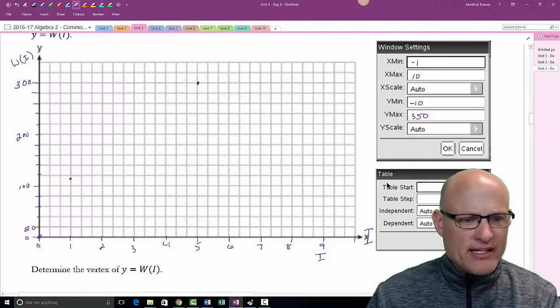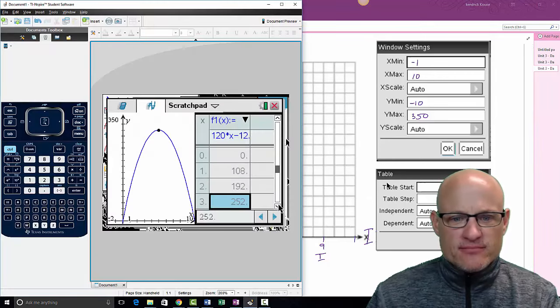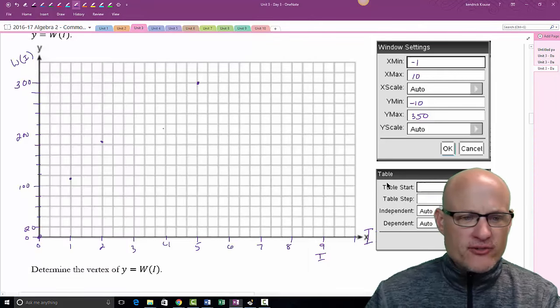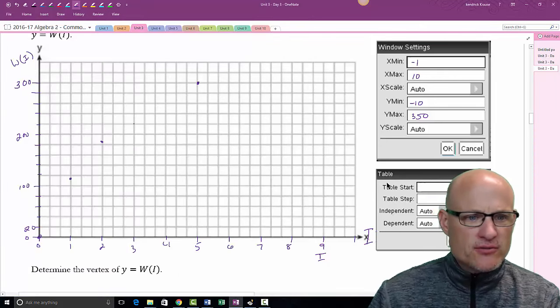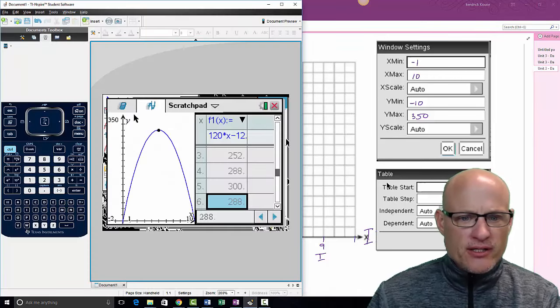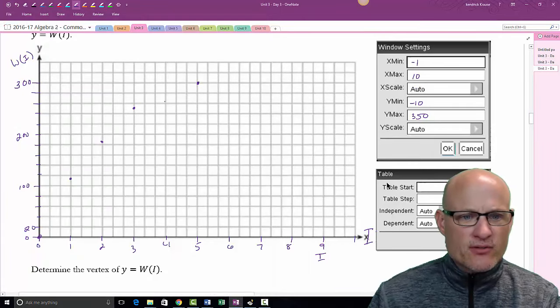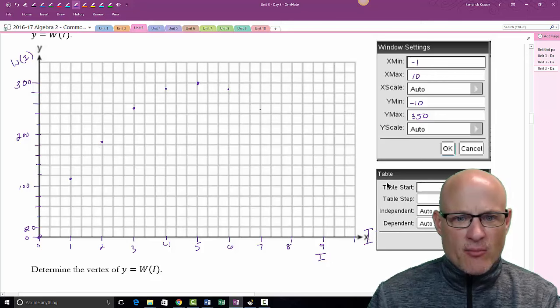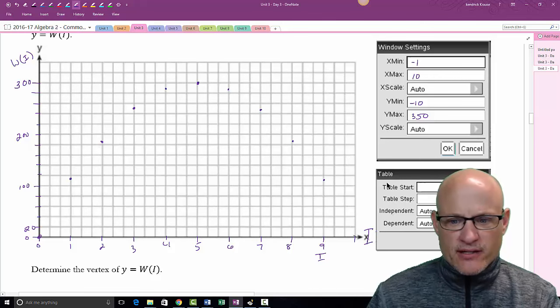At 2, it's 192, somewhere around here. At 3, it's 252. At 4, it's 288, so now we just come back. Now they all match. Remember, for the most part, if you're doing it this way, it's symmetrical. And then at 10, it's back to 0.